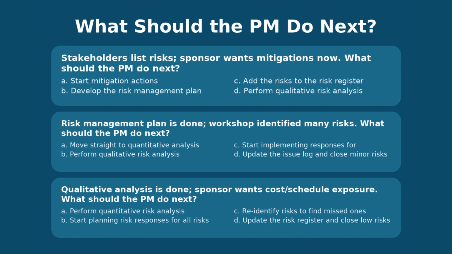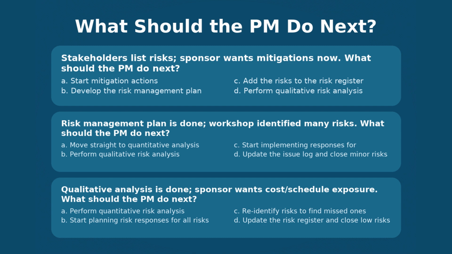The options given are: start creating mitigation actions for the listed risk; add the risk directly to the risk register and assign owners; develop the risk management plan to define how risk will be identified, analyzed and responded to; or perform qualitative risk analysis on the identified risk. The answer is option C, develop the risk management plan. Why is this option the right answer?